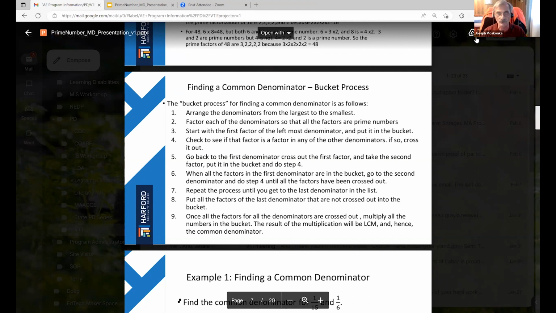And then once you have all those factors in that final bucket, you take all of those numbers and multiply them together. And hence you get the lowest common multiple, and hence it's a common denominator. Next slide, please.